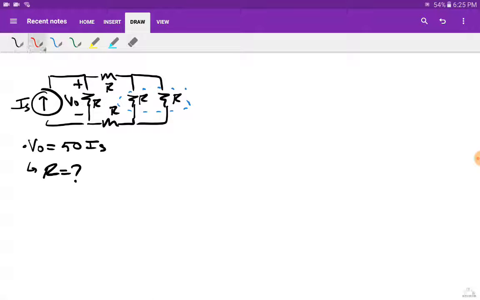I'm going to call this A. I'm going to call this B. I always put A and B around the element of interest. That means this would be C and this would be D. All right. This R is between C and D. This R is between C and D. Okay. Because these two are in C and D, these two are in parallel.